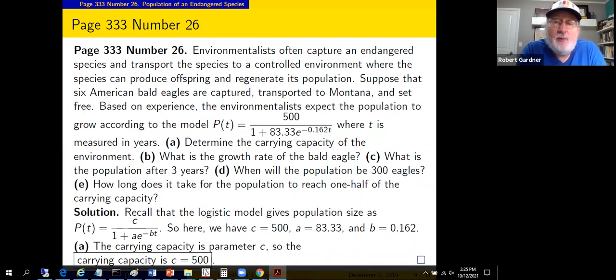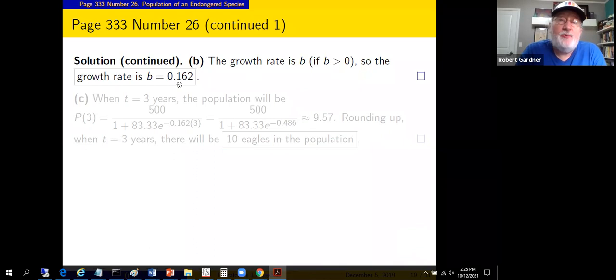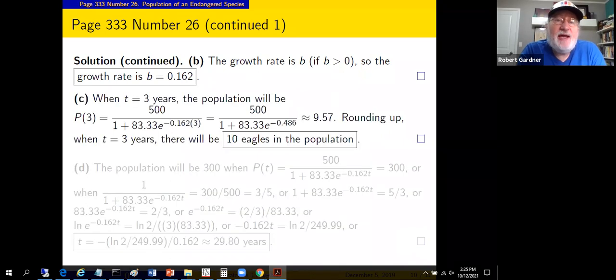In part B, they want to know the growth rate. The growth rate is parameter B itself. So the growth rate would be B equals 0.162. It would have to be expressed in terms of per years, since T was measured in years, if we kept up with units there. Part C asks us, what will the population be when T equals 3 years? So we'll plug T equals 3 in.